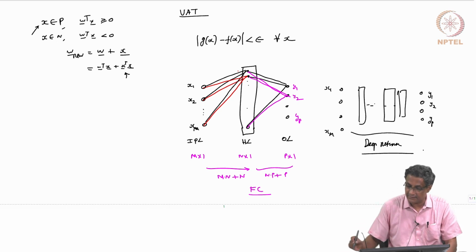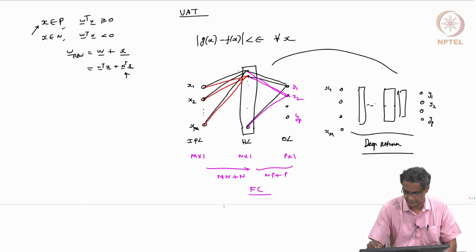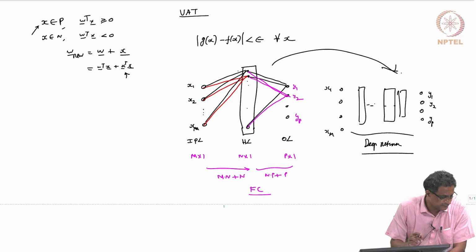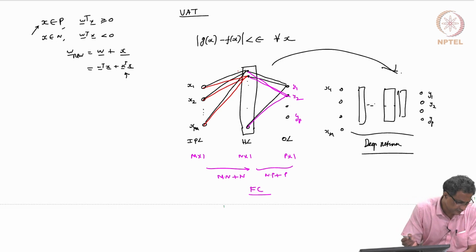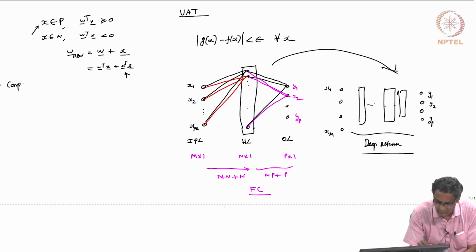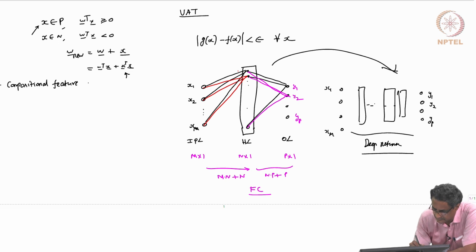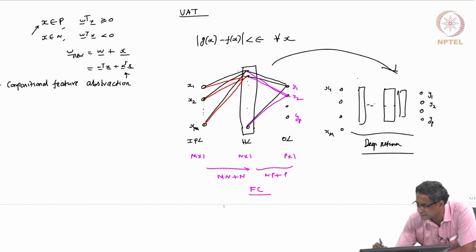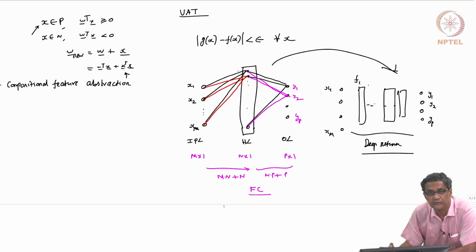And the reason for transitioning from here to this is for the following reasons. I'm just going to write them down. It gives a compositional feature abstraction, which basically means that, for example, if I call this something that is emulating some F1 functionality, and then let's say this is the second one, F2, and then so on.